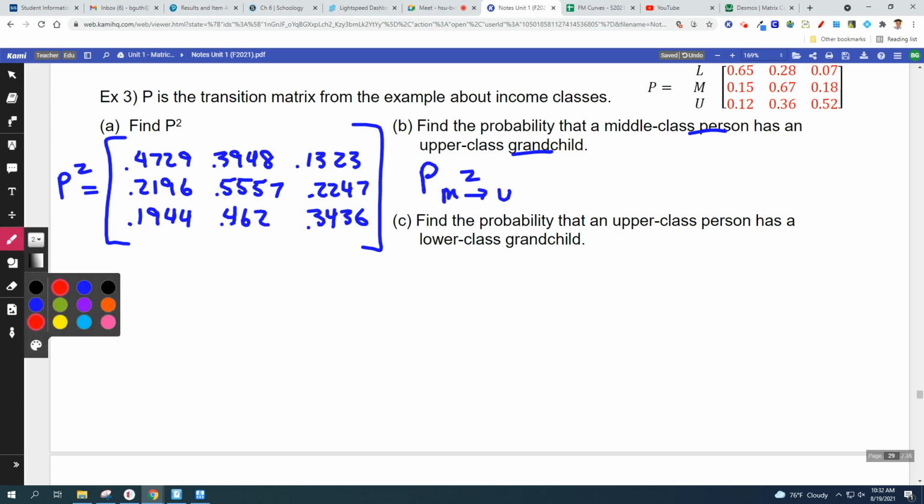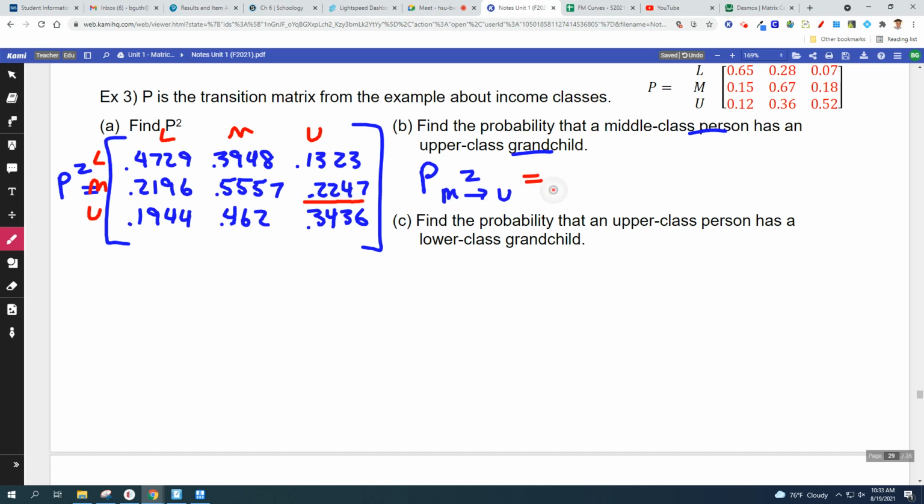And so remember what the matrix represents. We've got lower, middle, and upper, lower, middle, and upper. So if I want from middle to upper in 2 transitions, I look at the square matrix. From middle to upper is this number right here, 0.2247.